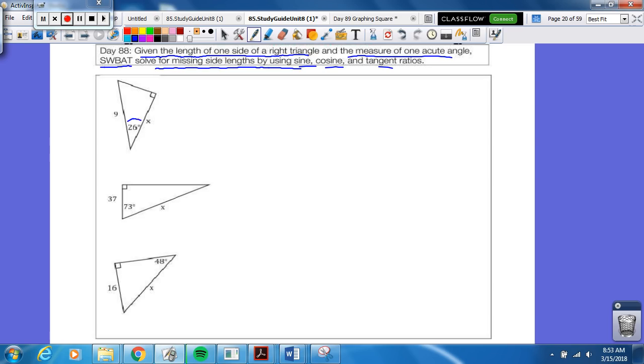So the first triangle, so here is my acute angle, 26 degrees. It is acute because it is less than 90 degrees. All right, I need to find x. First, I'm going to write SOHCAHTOA right there. Okay, so then I'm going to figure out what I am going to use. Am I going to use sine, cosine, or tangent? What am I going to use here? Well, let's see what we're given.